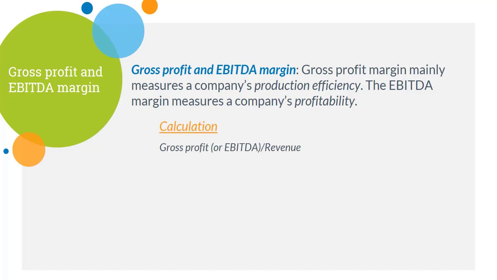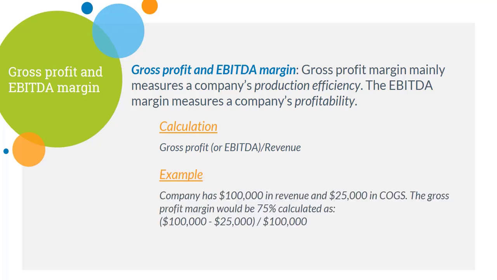Now, the calculation is, like I said, exactly the same. We are taking the gross profit, or EBITDA, and dividing it by revenue. Nothing too crazy or fancy there. Now, as an example, let's say that a company has $100,000 in revenue and $25,000 in cost of goods sold, or COGS. Well, the gross profit margin would be 75%. And how we calculate that is we take the $100,000 in revenue, we subtract out $25,000 in COGS, and we divide it by $100,000 in revenue.